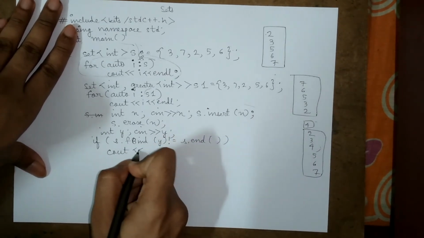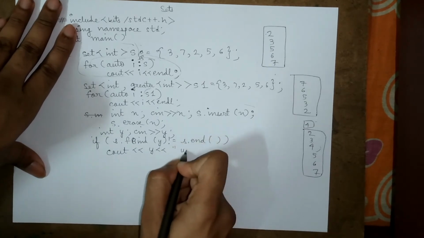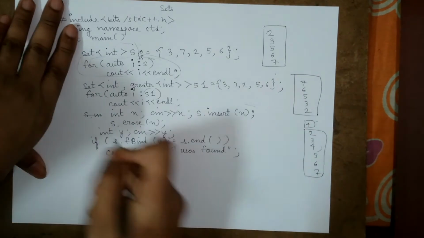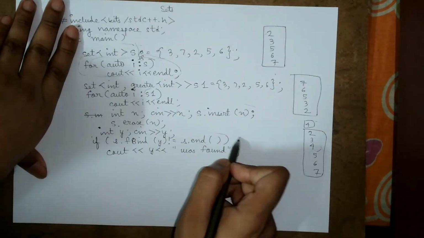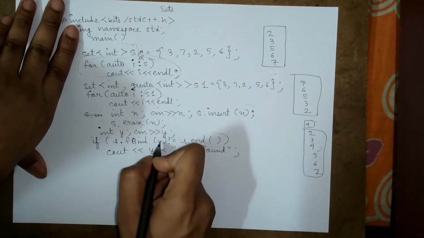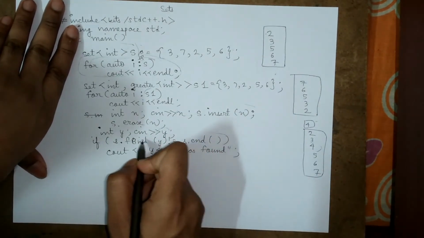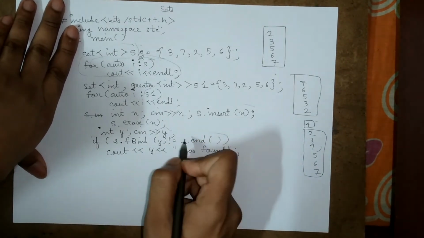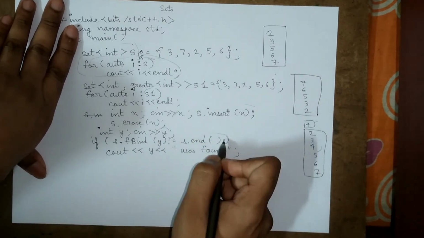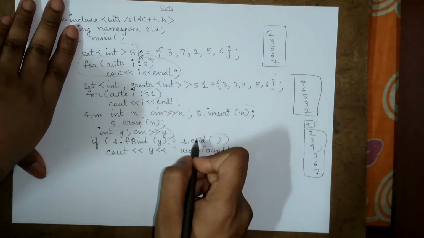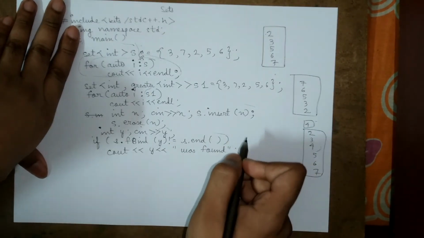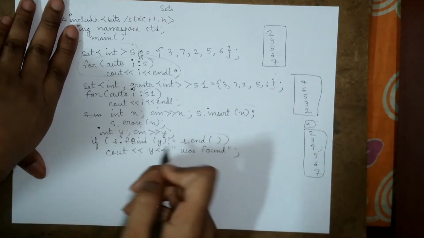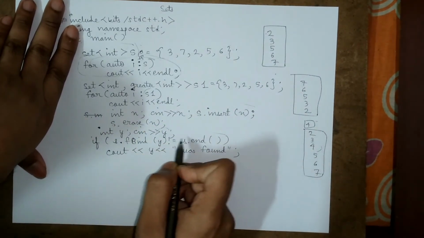then we can print something like "y was found". Okay, so what is the meaning of this if statement that we have written? It says that if we want to find a number, let's say y, then we will write the function s.find(y). Okay, and if y is present, then it will not point to the end, and if y is absent, then it will point to the end. Okay, so if I wanted to find whether y was absent in the set or not, then I would have written if (s.find(y) == s.end()).